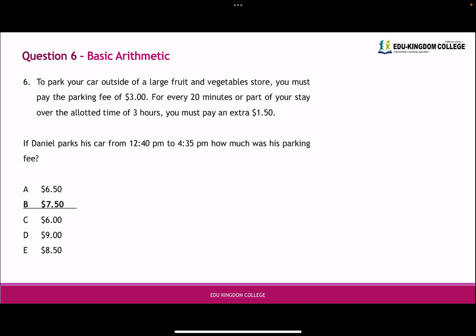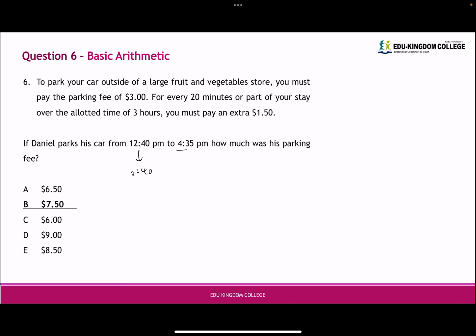To park your car outside of a large fruit and vegetable store, you have to pay a parking fee of $3 for the first 3 hours. And then every 20 minutes over that, you have to pay an extra $1.50. So Daniel parks his car from 12:40 to 4:35. The first 3 hours would have let him park for $3 till 3:40.